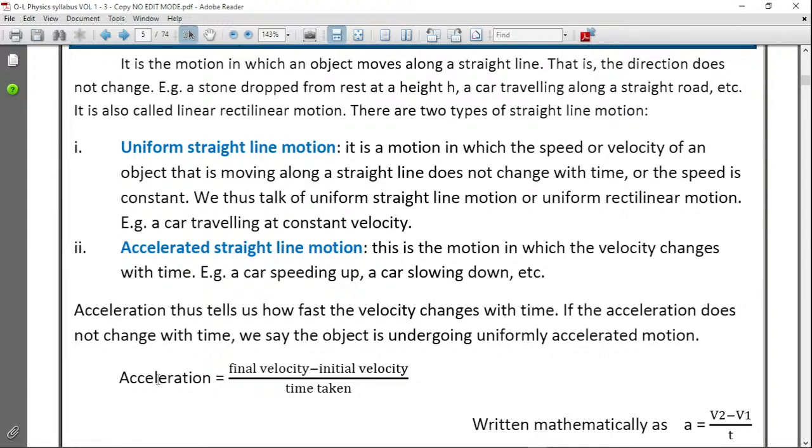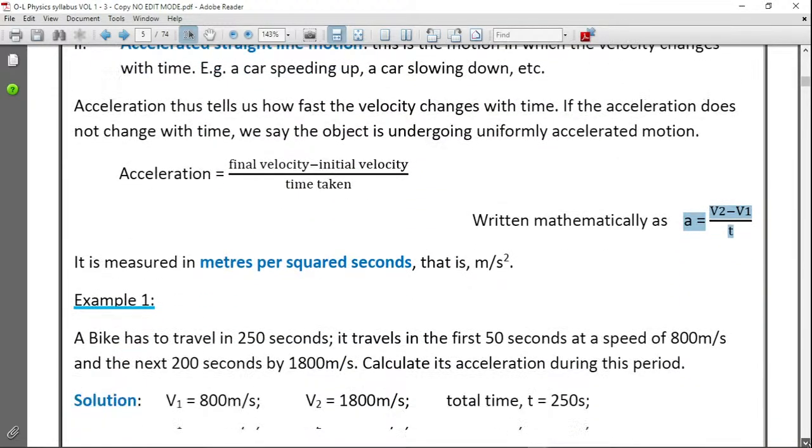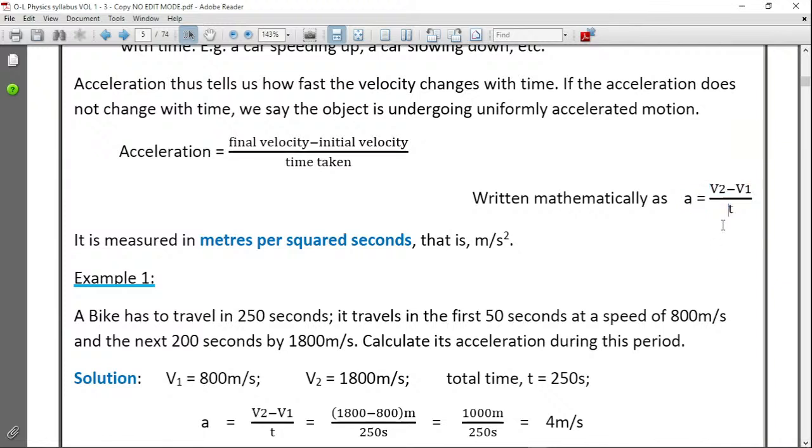Velocity is the rate of change of displacement, while acceleration is the rate of change of velocity. Rate of change means change per unit time. So mathematically, acceleration is given by the formula: final velocity minus initial velocity divided by time taken. And since we have velocity divided by time, the unit for acceleration is the meter per squared second.